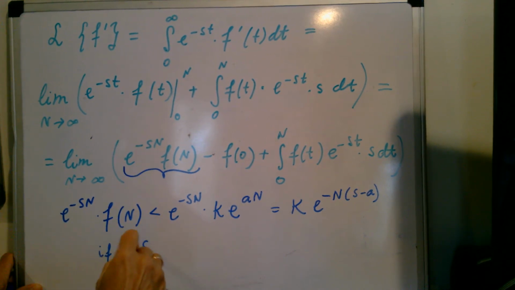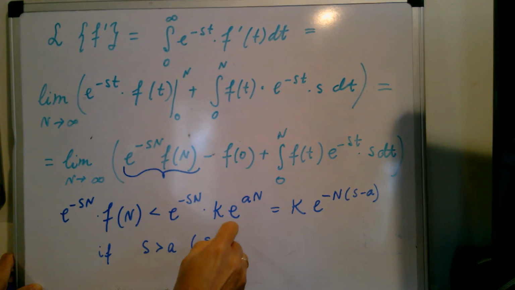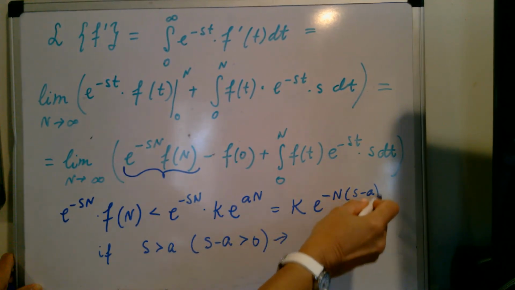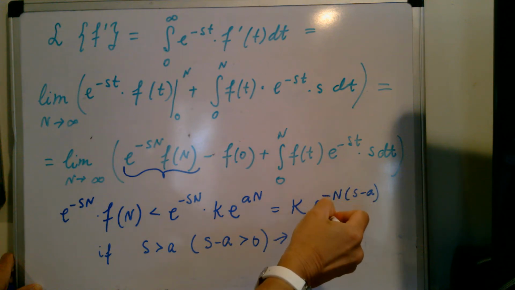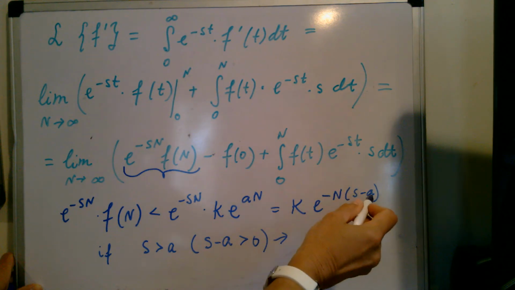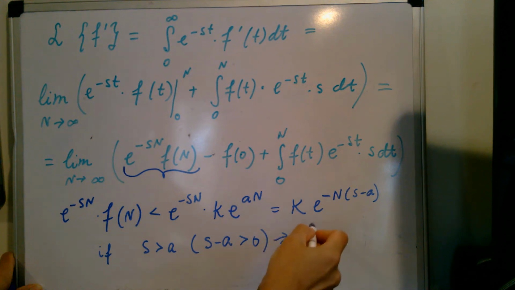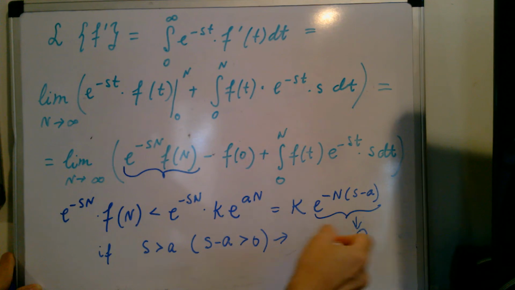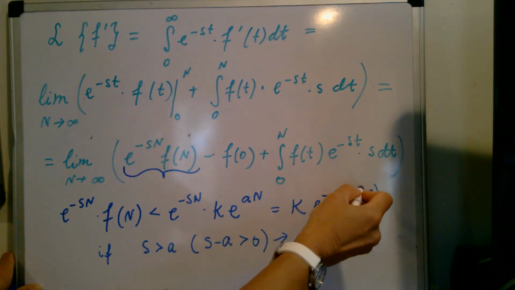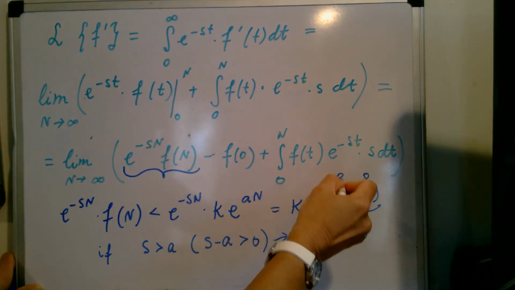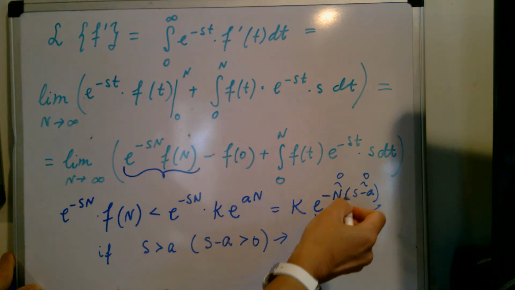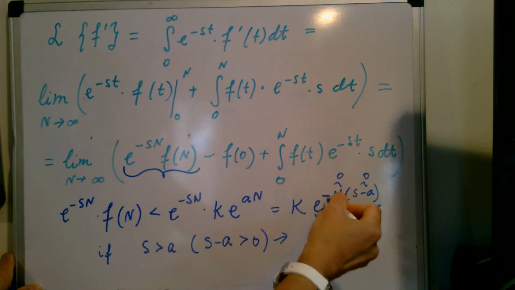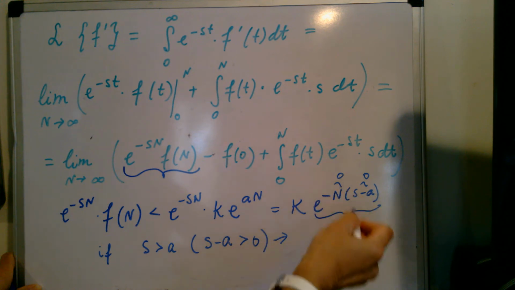If s greater than a means that s minus a greater than 0, then this expression is positive, this goes to infinity, so the whole thing will go to negative infinity, right? And an expression like this will go to 0. Again, s minus a is positive, greater than 0. This is greater than 0 because it's positive infinity. And altogether, this is going to be negative infinity, and e to the negative infinity goes to 0.